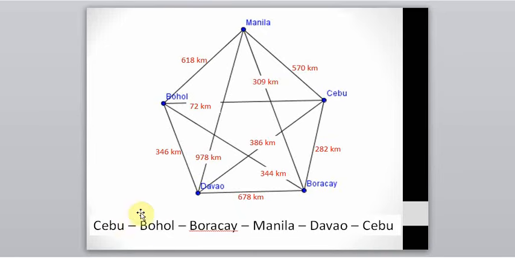Then from Cebu you will go to Bohol. From Bohol you will go to Boracay, then to Manila, to Davao, then back to Cebu. So this is the shortest path, or the shortest itinerary, that you can have if you plan to visit all these 5 places in the Philippines.